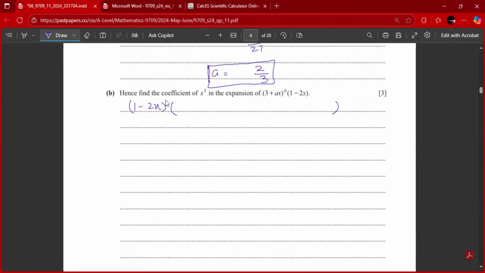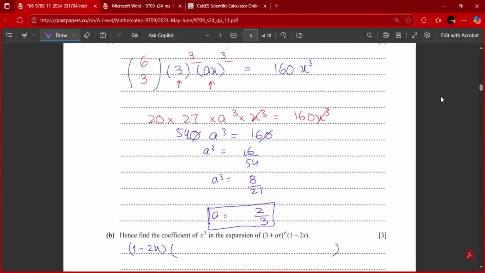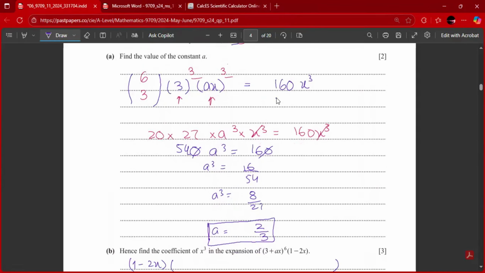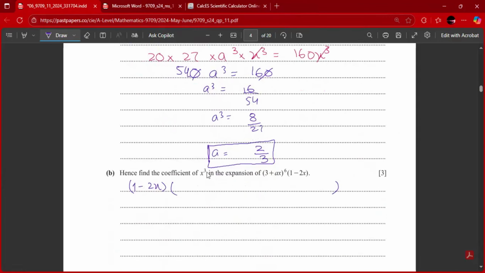So what do we need? We need x cubed, meaning that anything that I multiply with these two should be giving me an answer of x cubed. So what would I multiply with this simple number 1? An x cubed. And what is the coefficient of x cubed? We have already found it in the previous part, which is 160x cubed. Just write 160x cubed. There's going to be 3 dots because it's going to be continued.